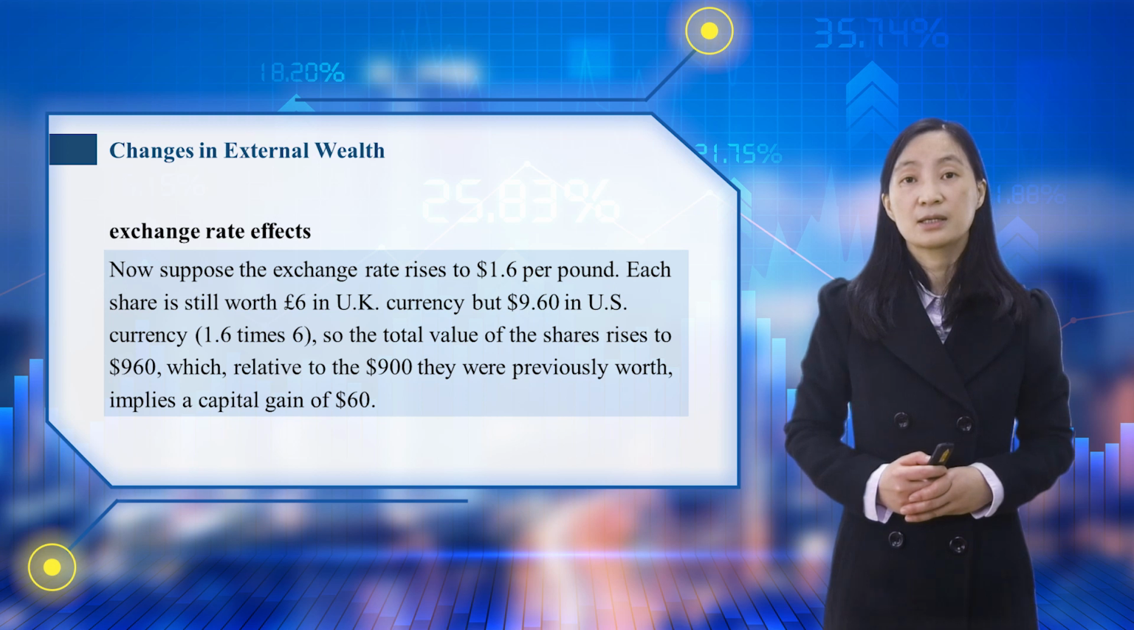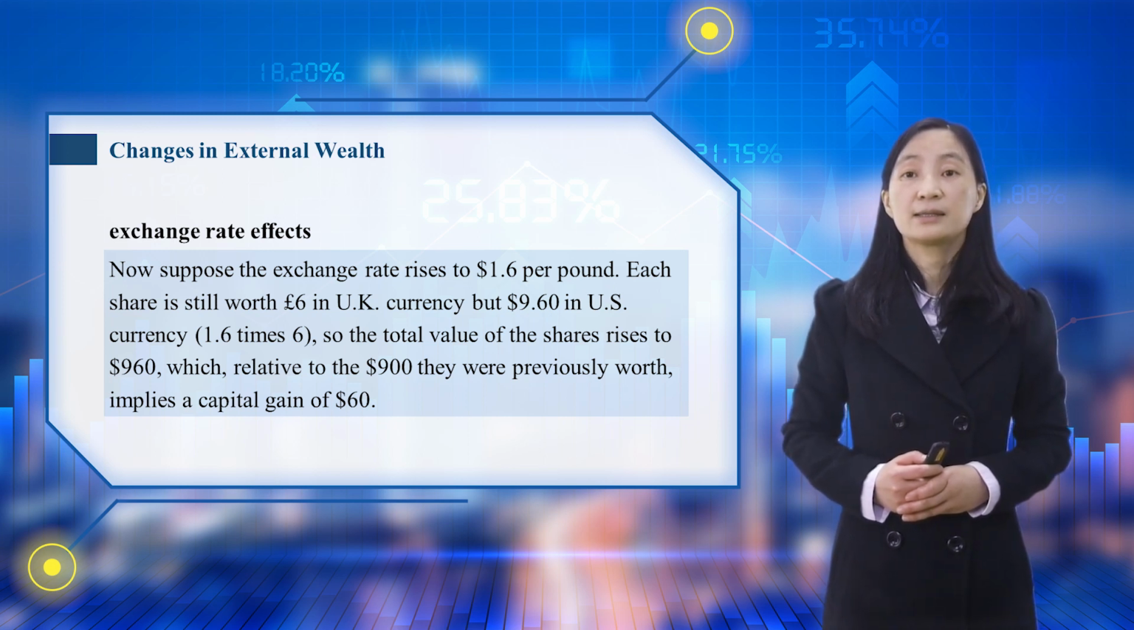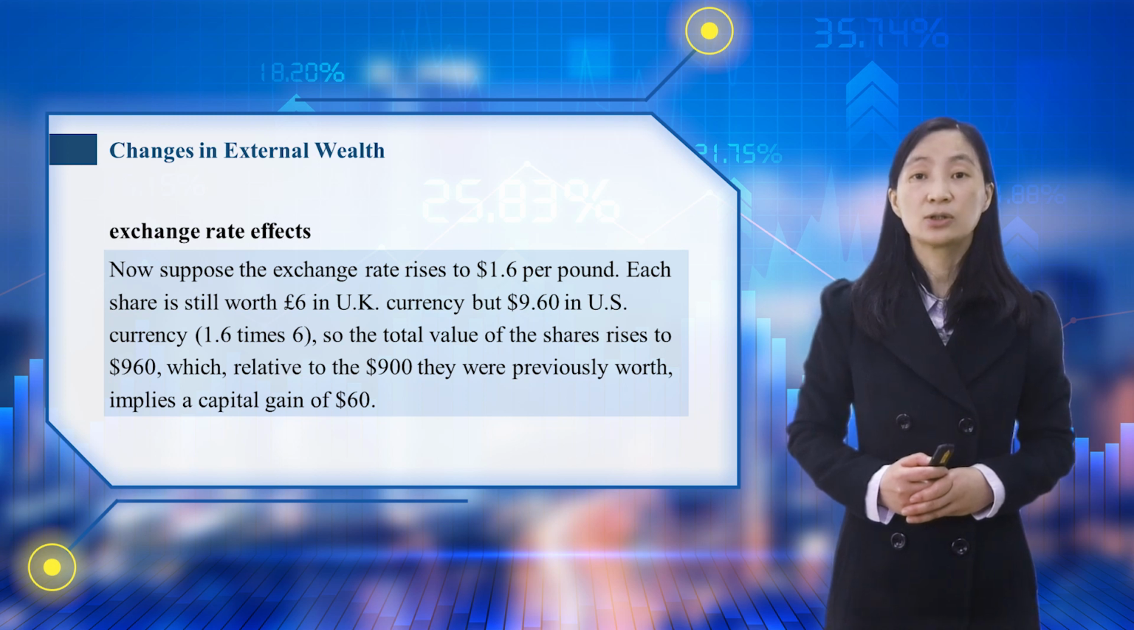Now suppose the exchange rate rises to 1.6 dollars per pound. Each share is still worth 6 pounds in UK currency, but $9.6 in US currency, 1.6 times 6. So the total value of the shares rises to $960, which relative to the $900 they were previously worth, implies a capital gain of $60.